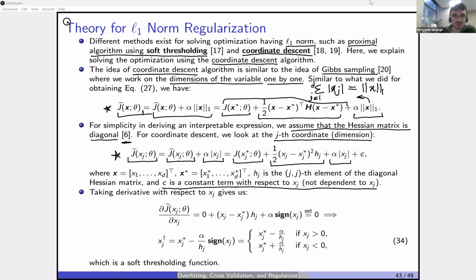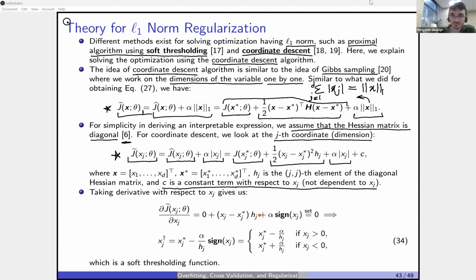Here we have J tilde. The first term is a constant with respect to xj. It has xj star as its input, so it's not dependent on xj anymore. So the derivative with respect to xj is 0. This is quadratic with respect to xj, and its derivative will be 2. These 2 and 1/2 cancel each other, so we'll have xj minus xj star here, also hj.